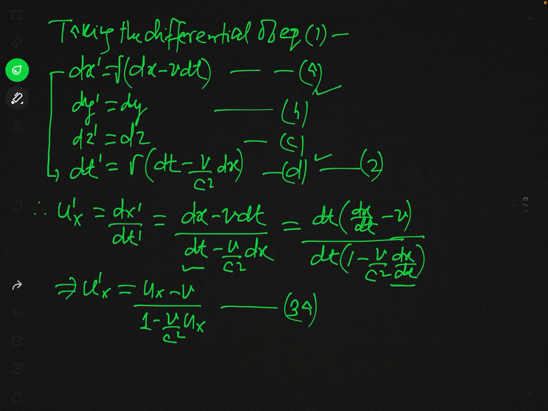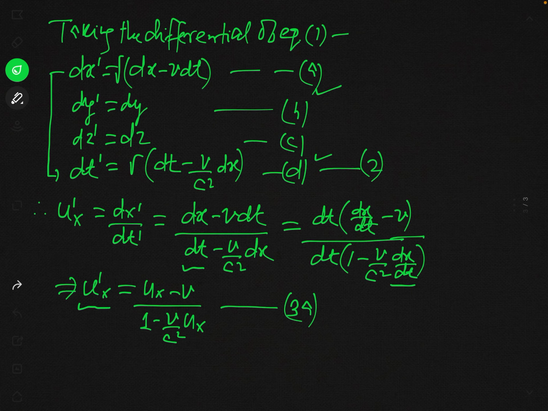So we have obtained the transformation equation for the x component of the velocity of the particle. Here ux is the x component of velocity of the particle in frame S, and u prime x is the x component of velocity of the same particle in frame S prime. So if ux is known, we can easily find u prime x by using this result. This is the first relativistic velocity transformation equation.